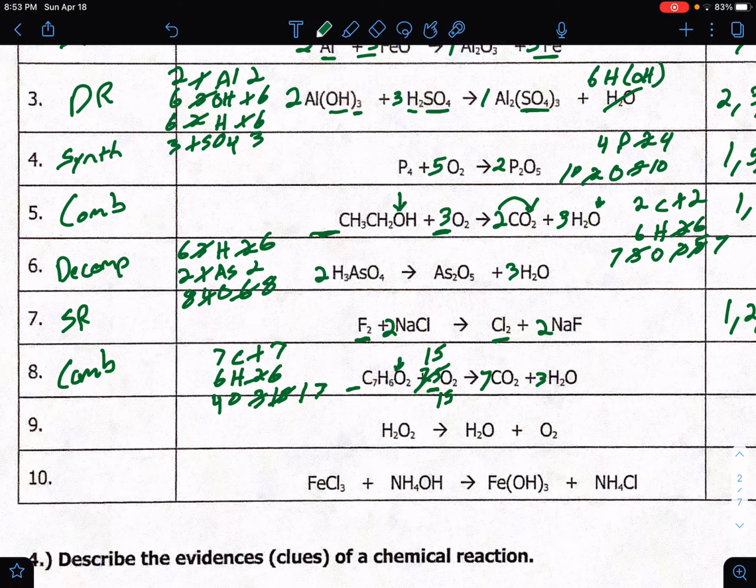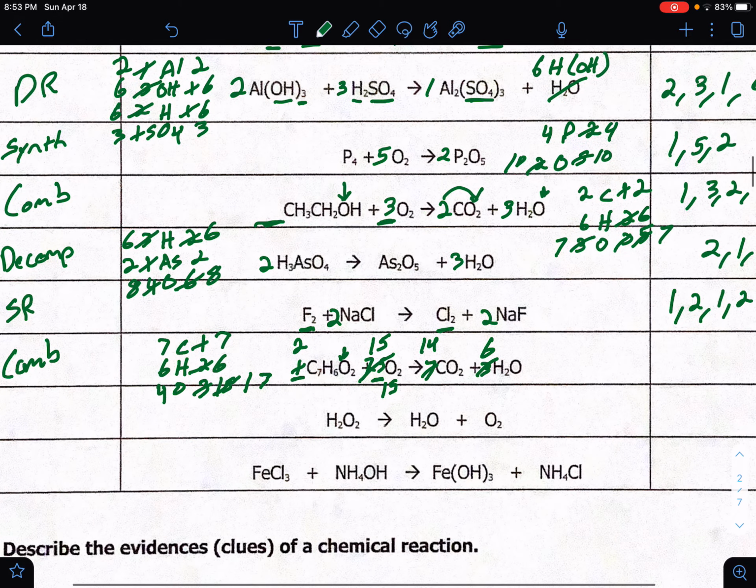But if you do this trick, you double everything though. This imaginary 1 right here becomes a 2. This 7 becomes a 14. And this 3 becomes a 6. Okay, so this makes everything balanced.